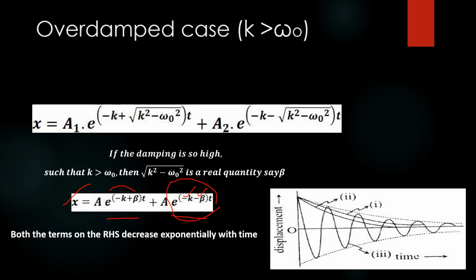Now look at the first term on the right hand side. Here it is minus k and plus beta, but again it is obvious that beta will always be smaller than k, because beta is root of k squared minus omega 0 square. So the first term will also be e raised to a minus something. So since both the terms decrease exponentially, this x can be plotted like this. It is decreasing exponentially with time, the overdamped case. There won't be any oscillatory motion.